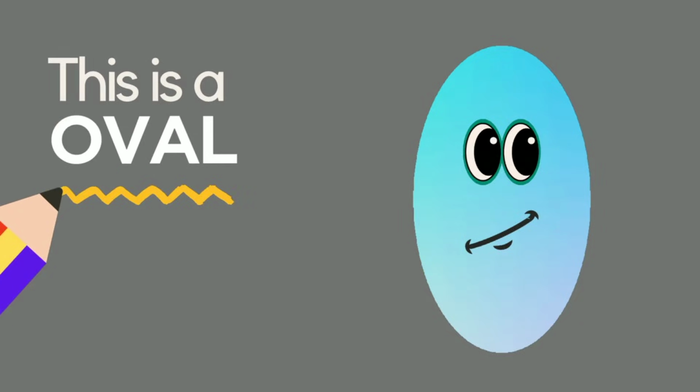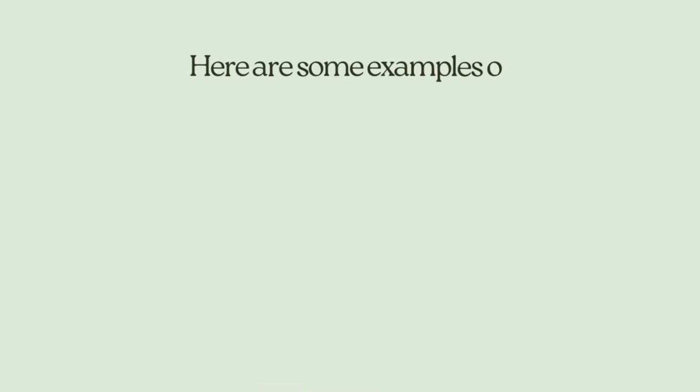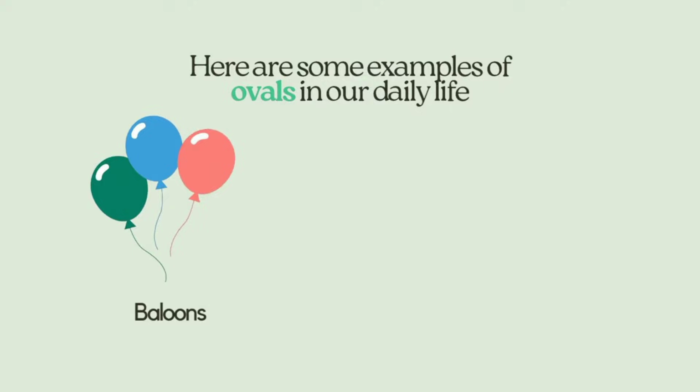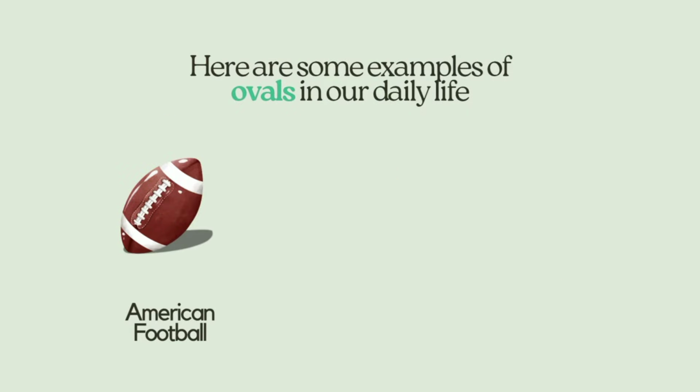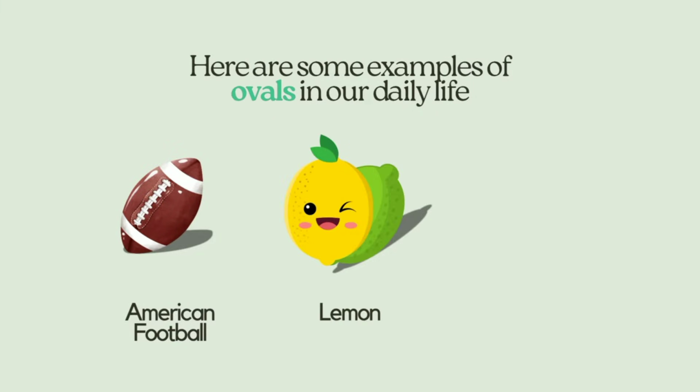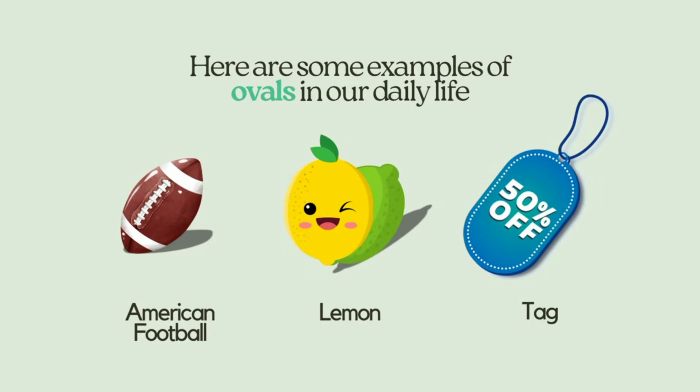An oval looks like a stretched out circle, like an egg. Here are some examples of ovals in our daily life. A balloon. A mirror. An egg. An American football. A lemon. A tag. This is a heart.